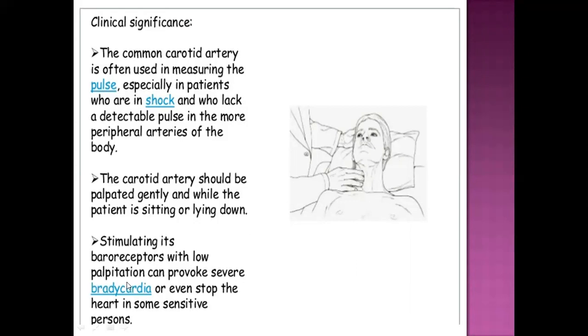Stimulating its baroreceptors with heavy palpation can provoke severe bradycardia or even stop the heart, because the carotid sinus reflex causes vasodilatation in the arteries and slowing of the heart, like bradycardia. It can provoke severe bradycardia and heart arrest, even stopping the heart in some sensitive persons. So whenever you palpate the carotid artery along the anterior border of the sternocleidomastoid, you should be very careful.